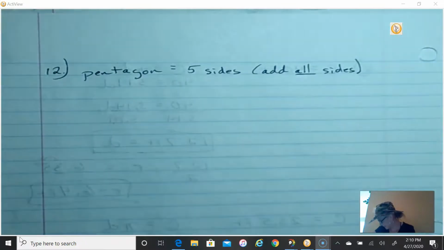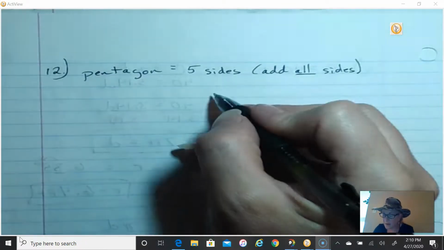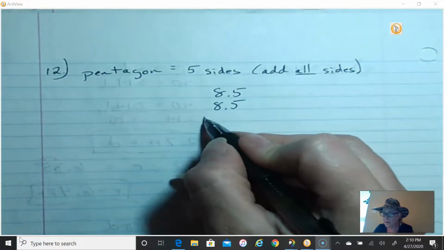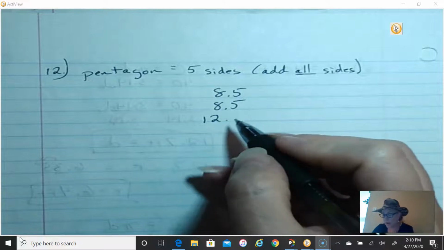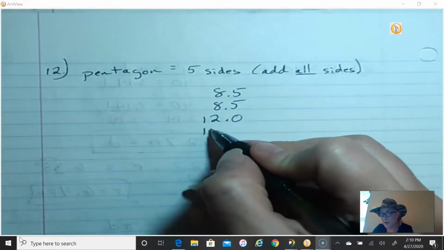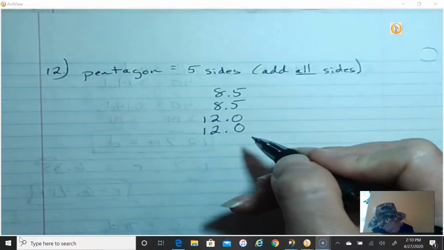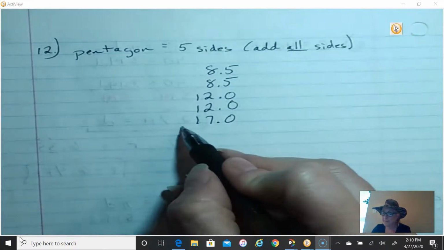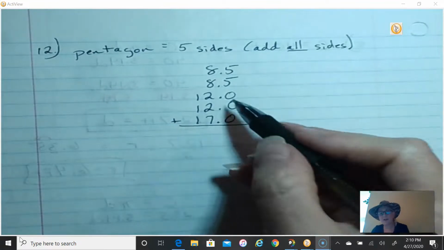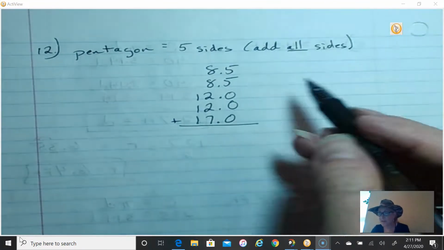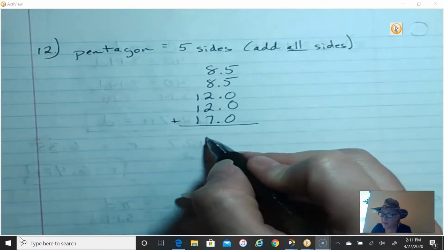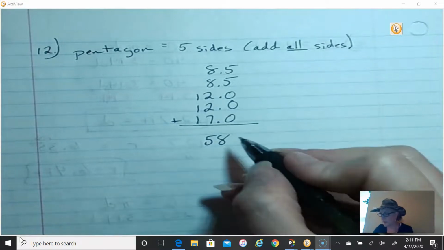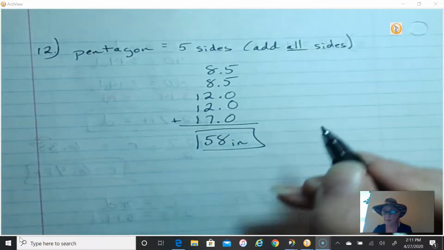So two sides are 8.5. Two sides are 12, and since we are adding with decimals, I'm putting in my decimal and the 0. And then the last side is 17. If you use a calculator, you didn't have to write it all like this. But you just add up all the sides and you get 58 inches. I want to make sure I put in my label.